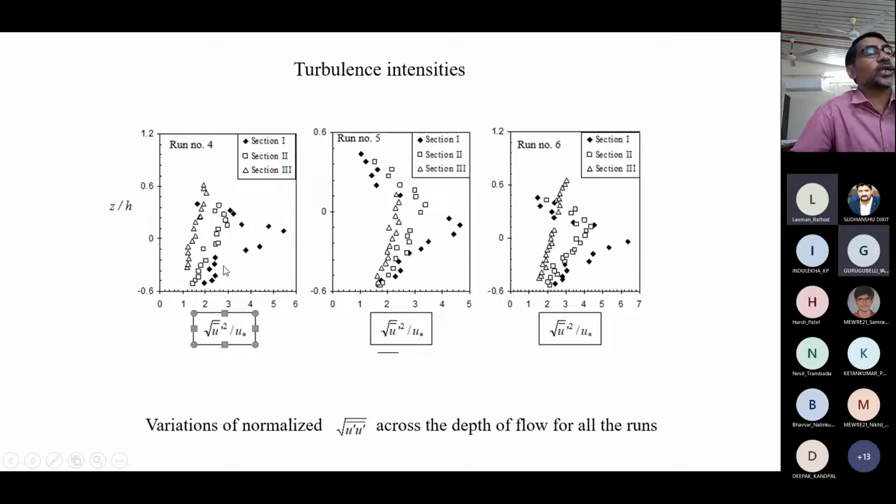And you can also see one more important thing. See, if you have section 1, 2 and 3, section 1 has a lot of variation in turbulence intensity, but if you take section 3, you are getting almost the same value. See, almost the same. There is not much variation. And that means turbulence has settled when the water has reached here.